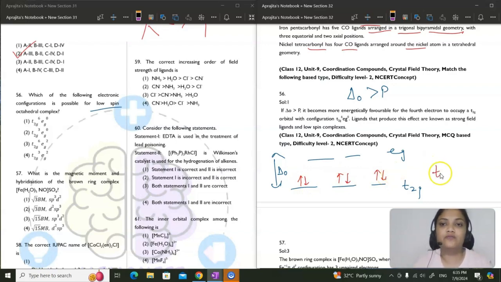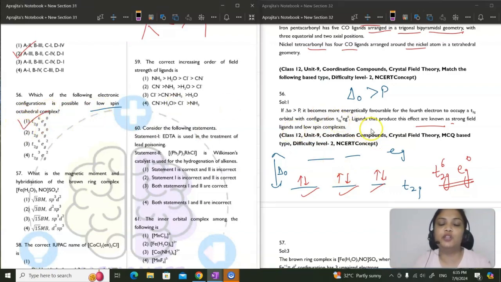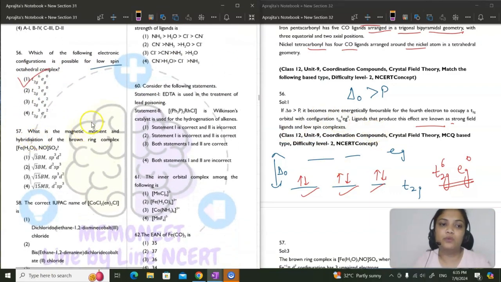Means the configuration can be T2G6, EG0. Okay. So this will be the most favorable configuration for low spin. Why are we calling it low spin? Because here the electrons will be paired and the spin will be less. Okay. So these are strong field ligands and they form low spin complexes. So the configuration will be T2G6, EG0. Answer is option number 1.